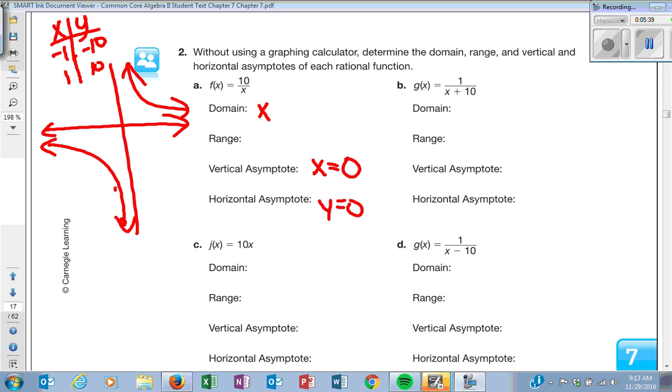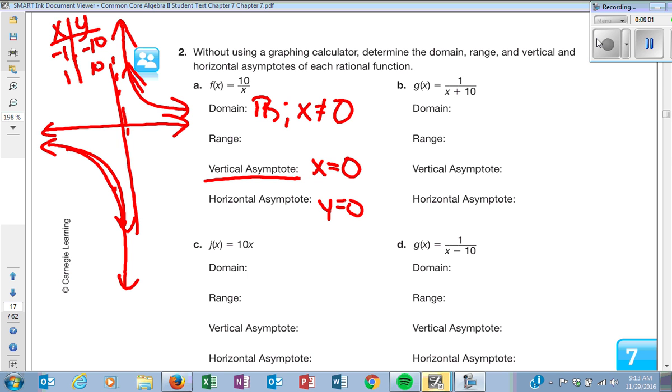Alright, so now looking at my X, my domain already says X. I know that it's going to be all reals, except X is not allowed to equal, if I look, that vertical asymptote, it's not allowed to equal 0. I look at my Y's, this thing goes down forever, so it goes to negative infinity, it goes up forever, it goes to positive infinity, it just isn't allowed to be this, so I got all reals, except Y cannot equal 0.